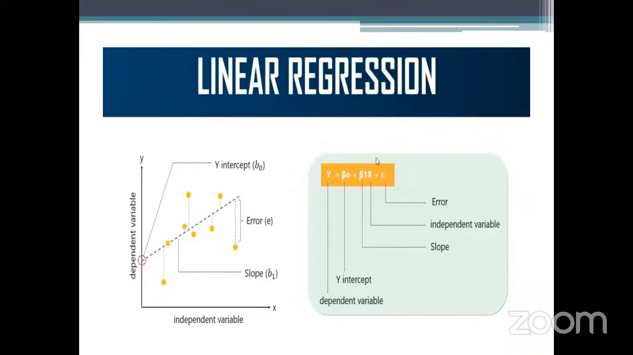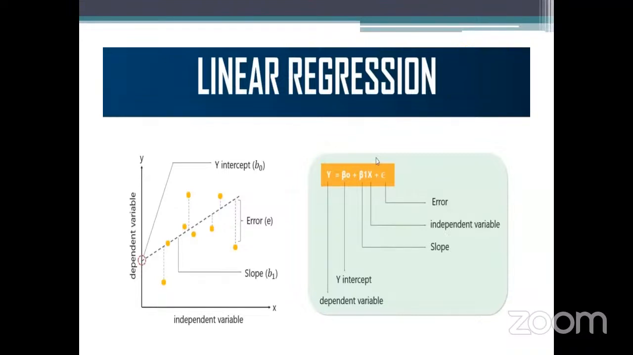E here denotes the error in the computation. If you do any problem, there will be error that will come. You want to solve that, right? So here E represents the error in the computation. For example, this is the actual line, and these data points here represent predicted values. Now the distance between these two is denoted by the error in the computation. So this is the entire equation. It's quite simple, right?